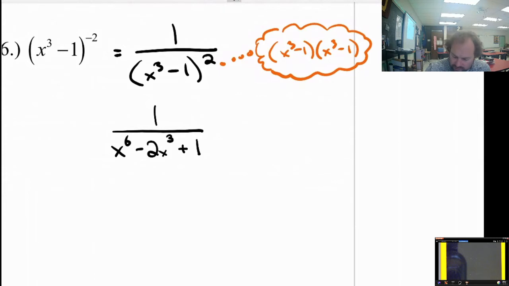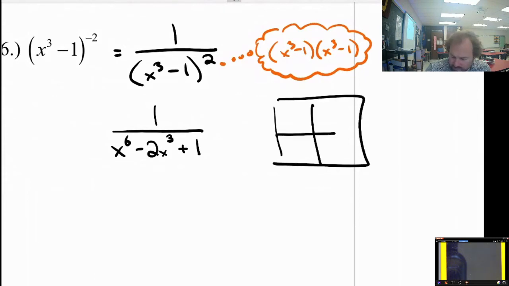And all I'm doing there is just expanding it out in my head. x to the 3rd times x to the 3rd. I don't know if you're familiar with the magic box method that I like to use here. But really, it just helps you organize and make sure you got everything that you need there. That's where the minus 2x to the 3rd came from. There's 2 of those. Let's go to number 7.